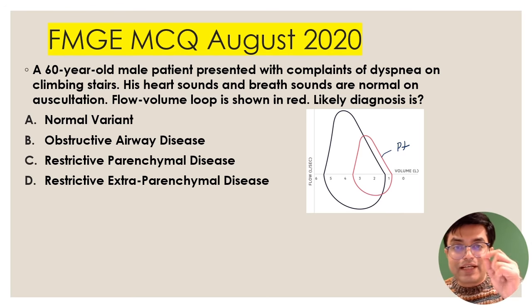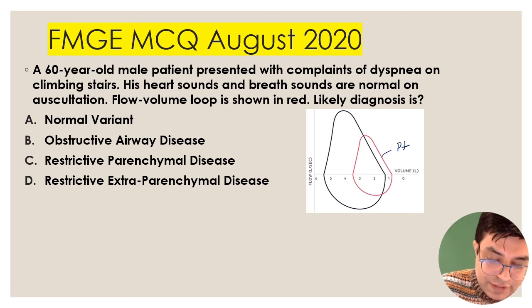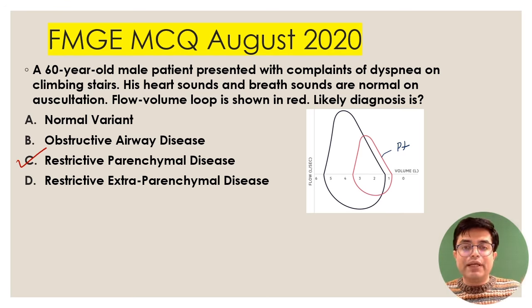And which type of restrictive lung disease? Restrictive parenchymal disease. I told you, in extra parenchymal the size will reduce but there will be no shift. It will remain within the normal loop. In obstructive, a shift to the other side will happen and concavity will be produced, right? Look at the next one.